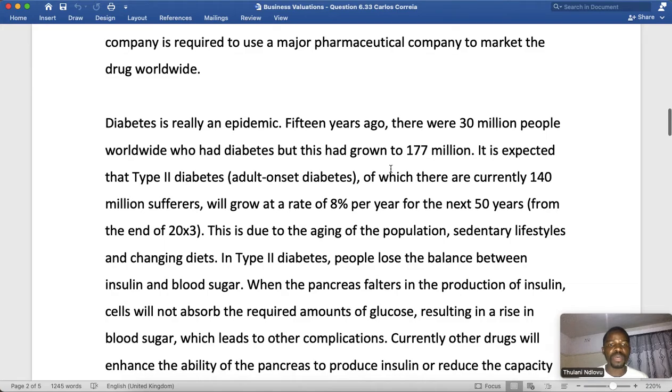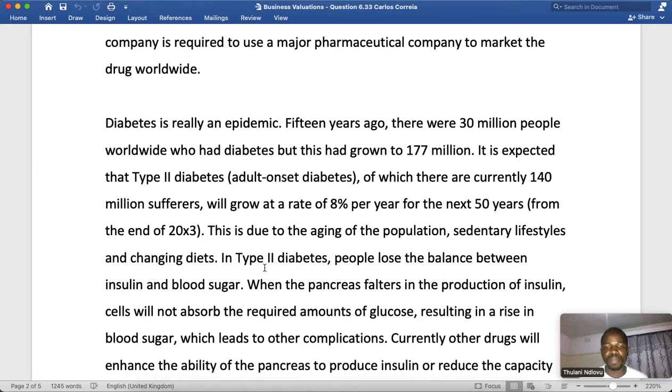50 years ago, there were 30 million people worldwide who had diabetes, but this has grown to 177 million. It is expected that type 2 diabetes, adult onset diabetes, of which there are currently 140 million sufferers, will grow at a rate of 8% per year for the next 50 years from the end of 20x3. This rate of 8% we have already been given above. This is due to the aging of the population, sedentary lifestyles, and changing diets.